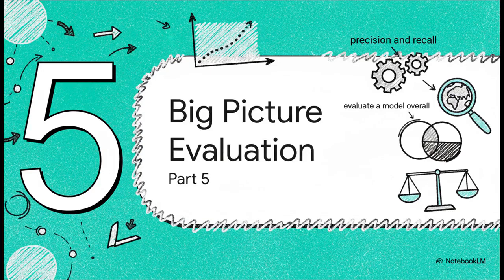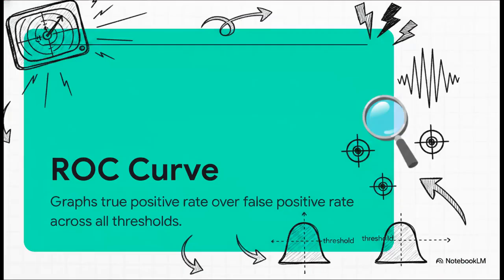So, if changing the threshold completely changes our precision and recall, how do developers evaluate a model overall? Let's get into Section 5, the big picture evaluation. To see that big picture, we use something called an ROC curve. And here's a fun fact for you. The name Receiver Operating Characteristic actually comes from radar detection back in World War II. An ROC curve graphs the true positive rate against the false positive rate across every single possible threshold. This is incredibly useful because it lets developers evaluate the fundamental quality of the model without having to commit to just one specific threshold line right out of the gate.